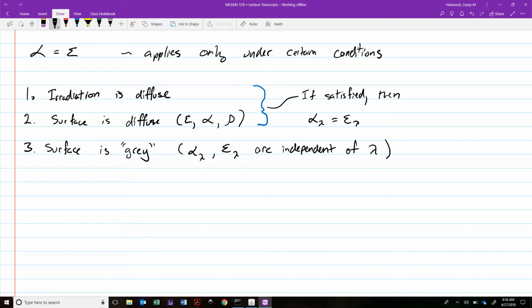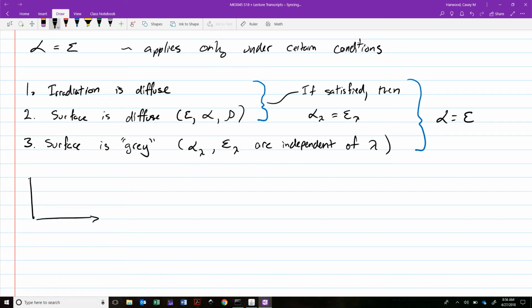So if we've shown that the spectral emissivity and absorptivity look like flat lines, if we satisfy 1, 2, 3, then we can make that very helpful assumption that alpha equals epsilon.